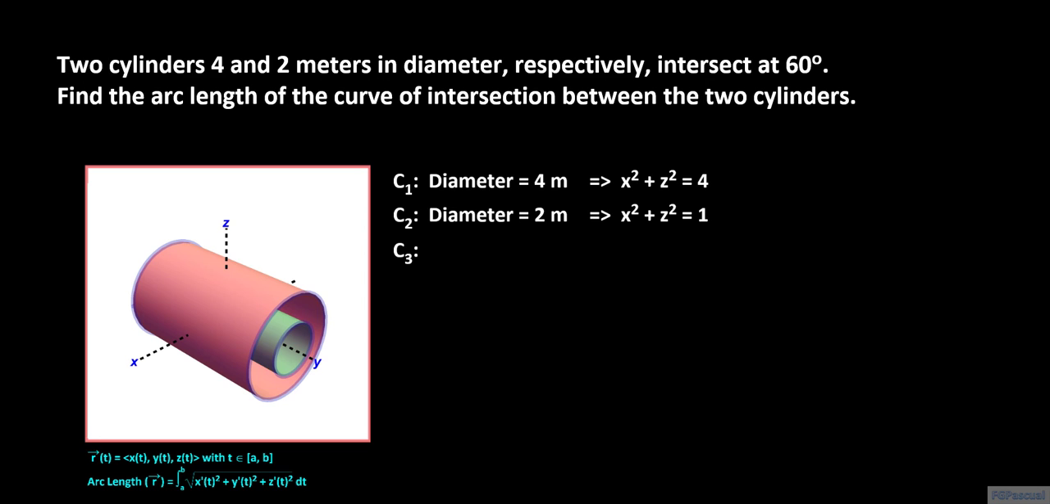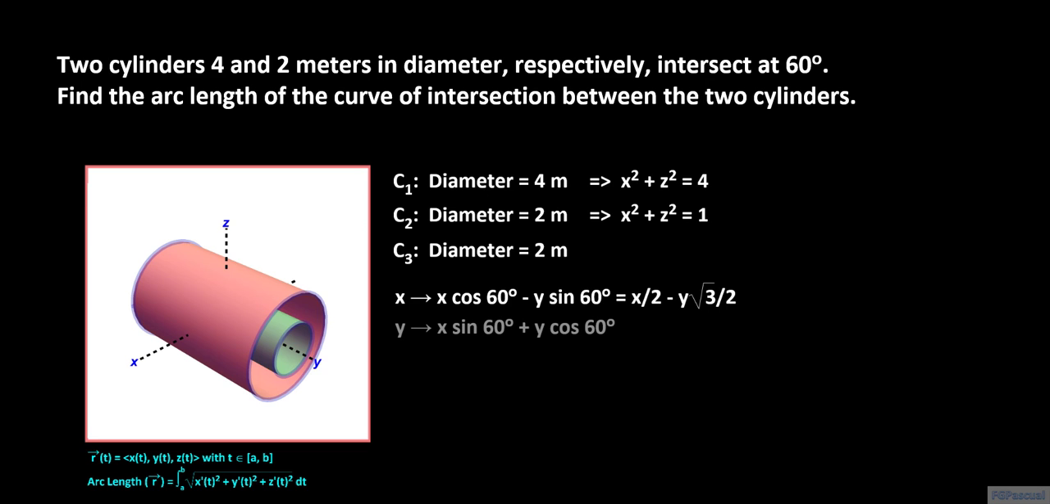Let C sub 3 be the small cylinder in the problem. We obtain an equation for small cylinder C sub 3 in the problem by rotating cylinder C sub 2 with the z-axis as the axis of rotation. To the equation for C sub 2, we apply the rotation transformation where x is replaced by x times cosine 60 degrees minus y times sine 60 degrees, or by x over 2 minus y times the square root of 3 divided by 2. In the same rotation transformation, we replace y by x times sine 60 degrees plus y times cosine 60 degrees, or by x times the square root of 3 divided by 2 plus y over 2.